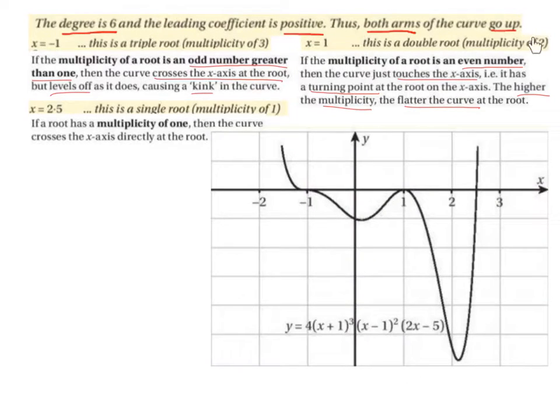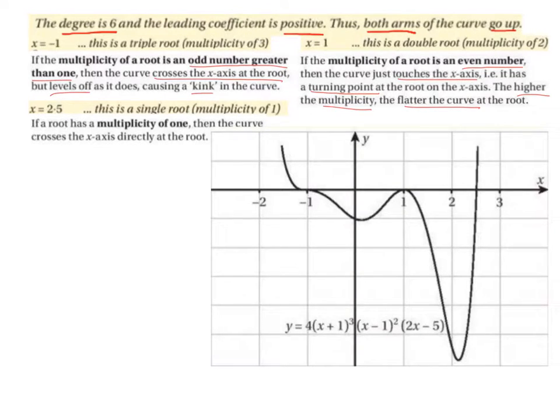And since we have a multiplicity of 2, that's not very high. We don't have a really flat curve. So if this number was higher, if we had a higher multiplicity, like 4, 6, 8, and so on, it would be a flatter top here. But since it's quite a low multiplicity, it doesn't really level out. So we have a turning point at x is equal to 1.